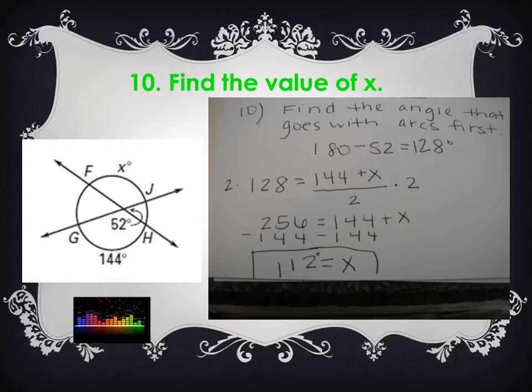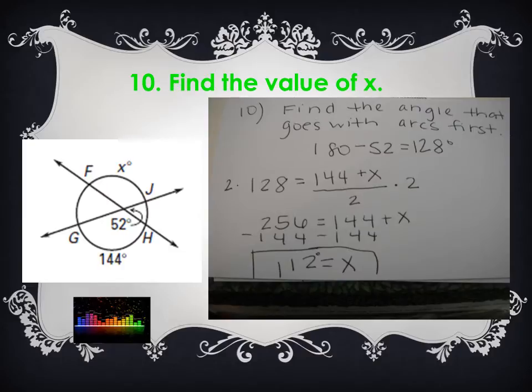So before we can solve for x, we need to find what that inside angle is that goes with these two arcs. We are given an angle inside the circle. It is 52 degrees. The one that we need to be able to use our formula is supplementary to 52 degrees. So we can set ourselves up an equation to find the angle we need. We're going to do 180 minus 52, and we get 126. So this is the angle that goes with the two arcs.